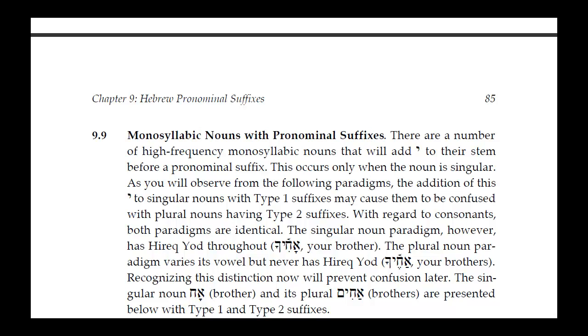Monosyllable nouns with pronominal suffix. There are a number of high-frequency one-syllable nouns that will add the yod to their stem before pronominal suffix. This occurs only when the noun is singular. As you observe from the following paradigms, the addition of this yod to singular nouns with type 1 suffixes may cause them to be confused with plural nouns having type 2 suffixes.